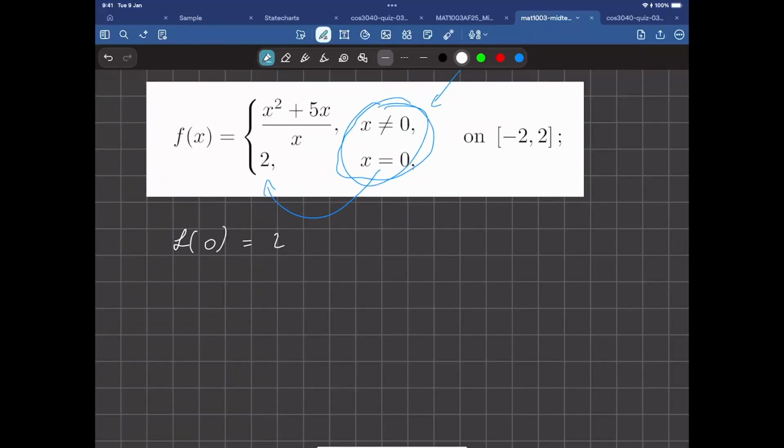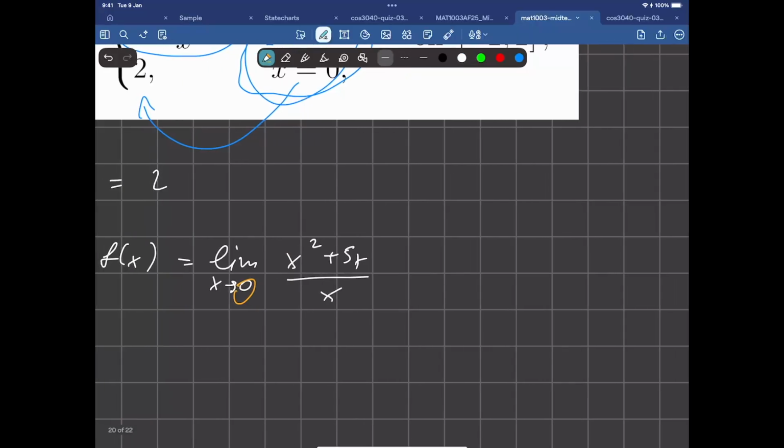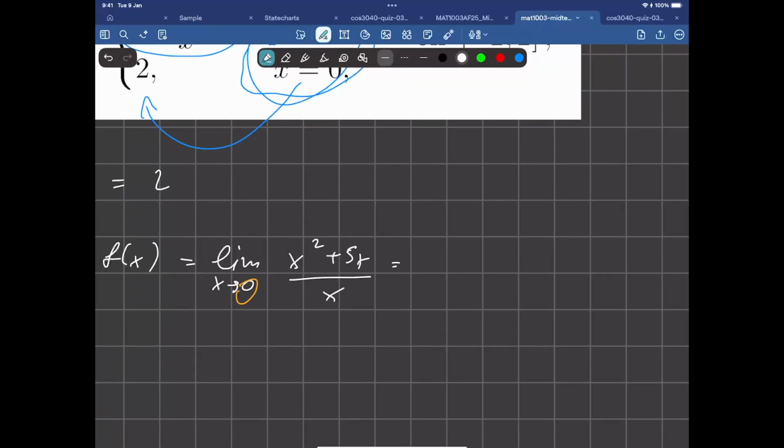So how do we calculate the limit as x approaches 0 of f of x? Now, again, as x approaches 0, we're definitely not going to be here. That's for exactly x equals 0. When x is different from 0, even if it's very close, we're working with this expression here. So I'm going to have the limit as x approaches 0 of x squared plus 5x over x. Now, if I directly plug in 0 for x, I'm going to get 0 over 0, right? So I'll need to somehow modify the expression.